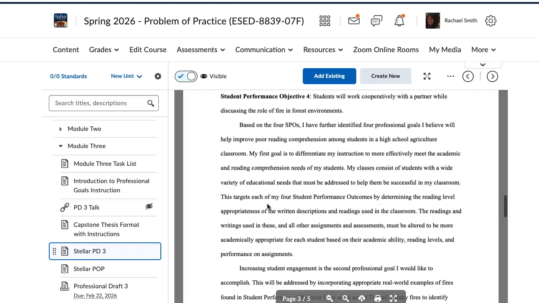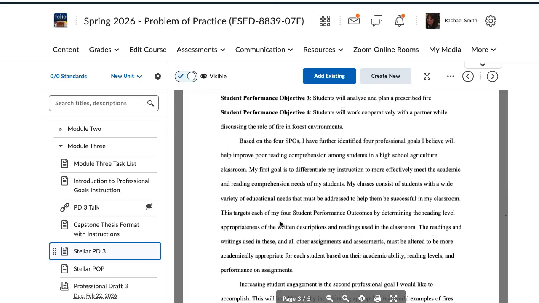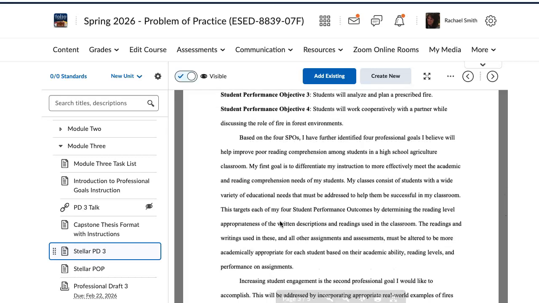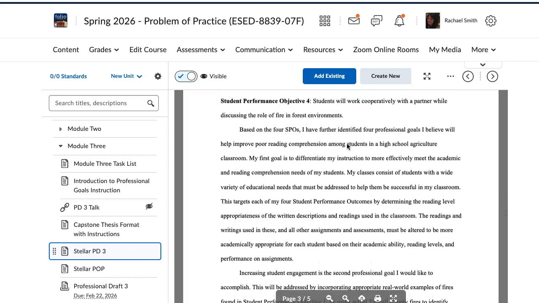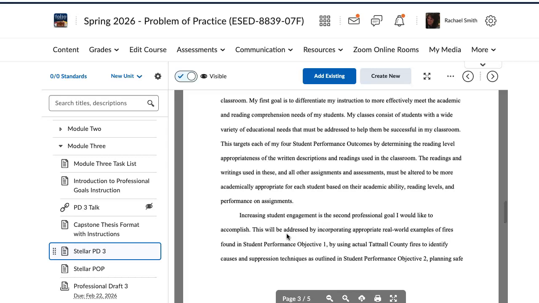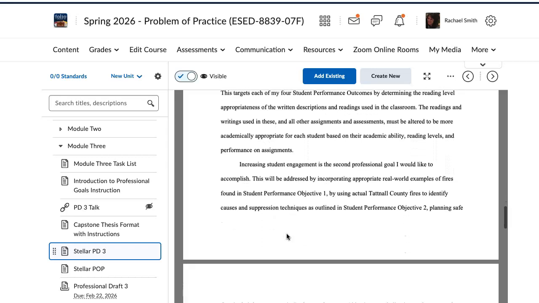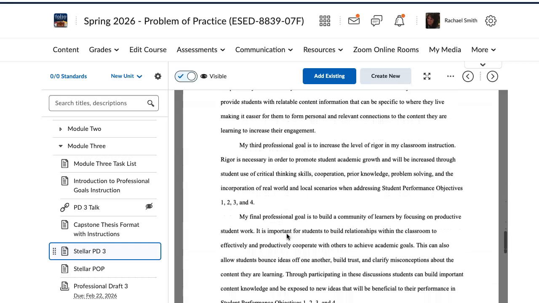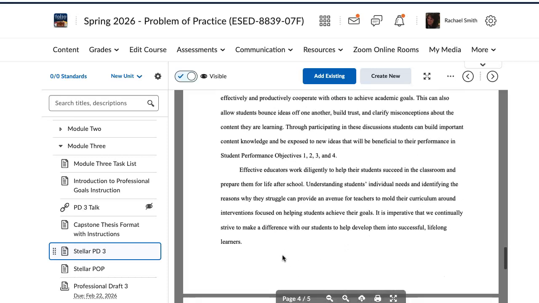Based on those 4 student performance objectives and the problem of practice, this person says, I've identified 4 professional goals I believe will improve poor reading comprehension, which is the POP, and then they break them down. 3rd professional goal, final professional goal, and a little concluding statement. Okay, so that's what they're going to turn in. You're going to turn in next, and then of course the paper continues.